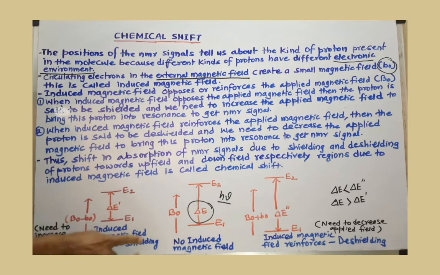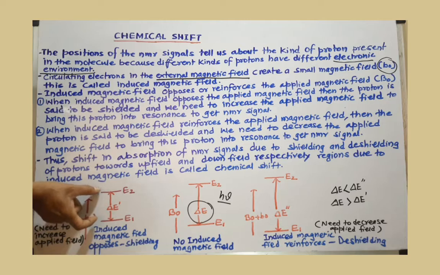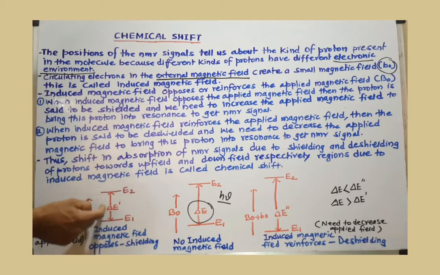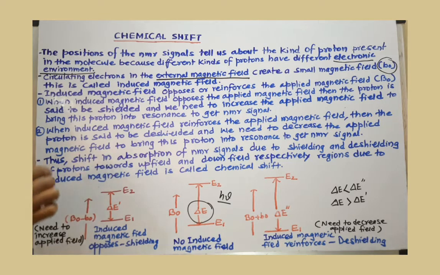So what is required? Here actually you can check this diagram. The applied magnetic field is reduced, and you know this gap is directly proportional to the applied magnetic field, but it is reduced by the induced magnetic field. So the gap is reduced, and this h nu is constant. So if the gap is reduced, how is resonance possible? It is not possible. That means our proton will not absorb energy, because that energy is not matched with this energy gap. So this is not matched, and the proton will not absorb, or the proton is not coming into resonance.